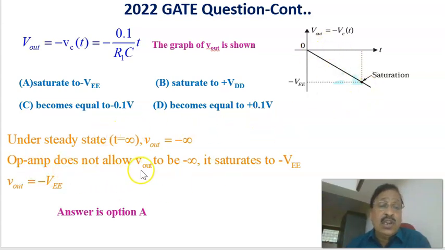But op amp does not allow the output voltage to come to the minus infinity. Therefore, it saturates to a voltage. Here it saturates to a voltage of minus VEE. Therefore, output voltage equal to minus VEE. And that is why the op amp is getting saturated to minus VEE. To this voltage it gets saturated. The answer is option A.